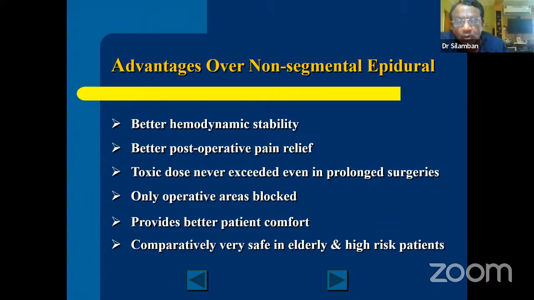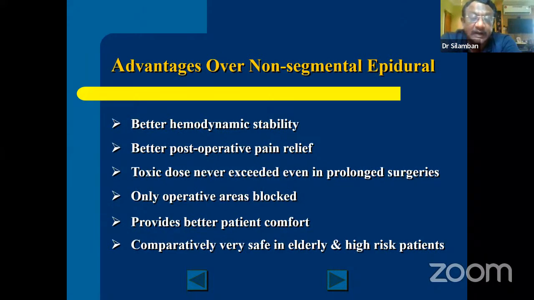Now, the advantages of segmental epidural over non-segmental epidural. There is better hemodynamic stability because only the operative areas are blocked. Other areas are not blocked. So naturally, the vasodilatation is limited to that area only. For example, you are doing a breast surgery. The vasodilatation is limited only from C6 to T6. The abdomen is spared, so in the splanchnic circulation there is no vasodilatation and there is less fall in BP. So you get better hemodynamic stability, especially in high-risk patients and cardiac patients.